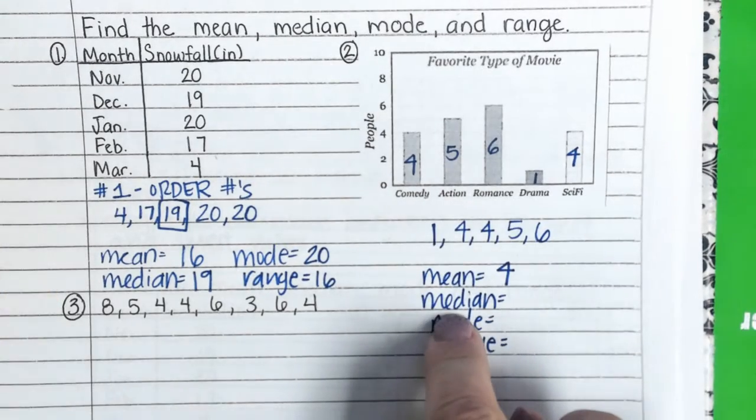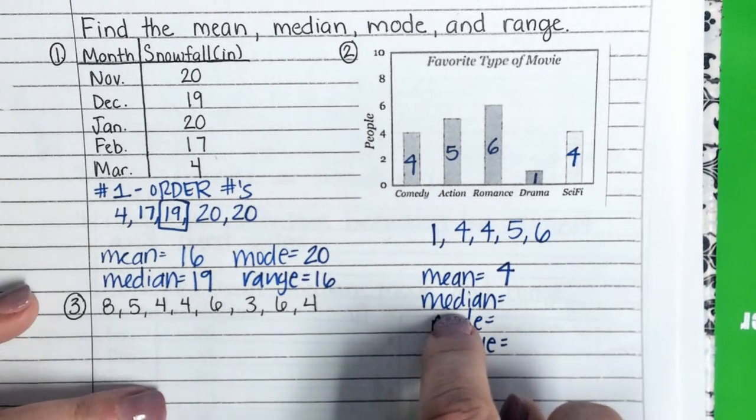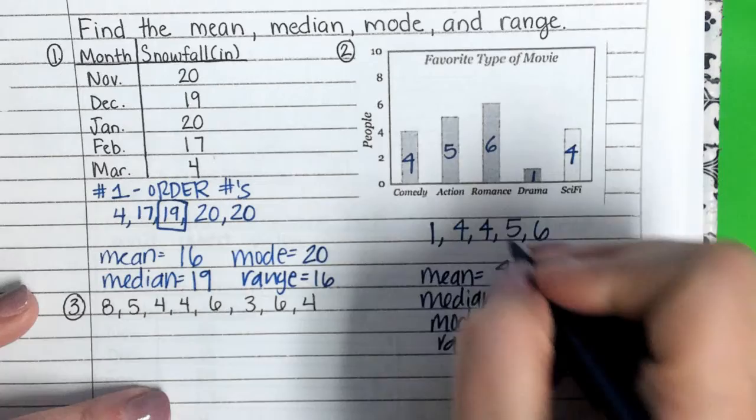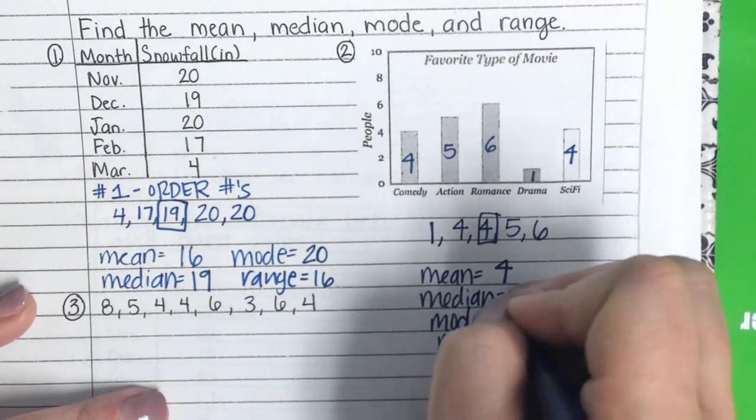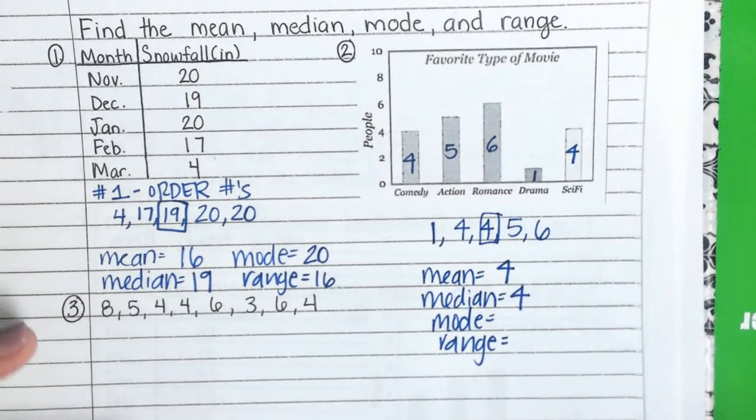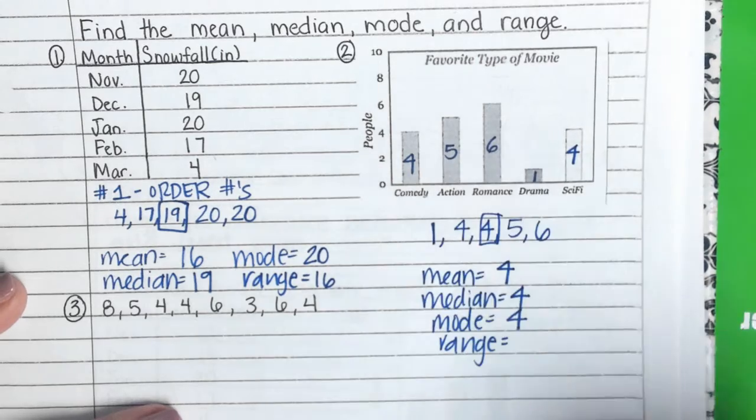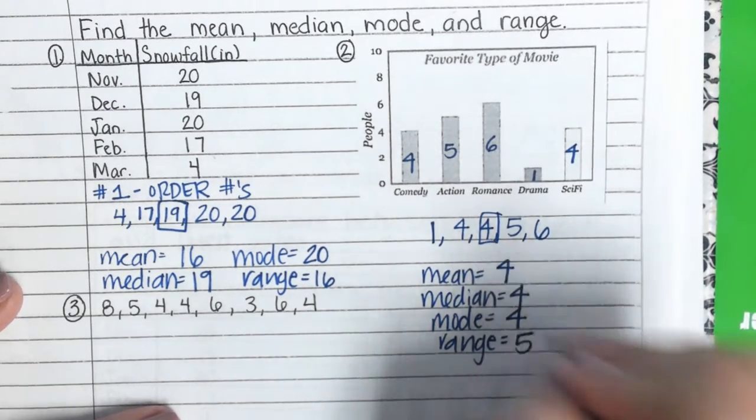All right, then it tells me the median is the middle. So what's my middle number? 4. There we go. Okay, do we have a mode? It's 4. And what about our range? 5. There we go.